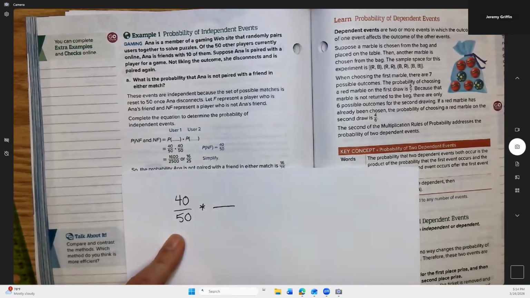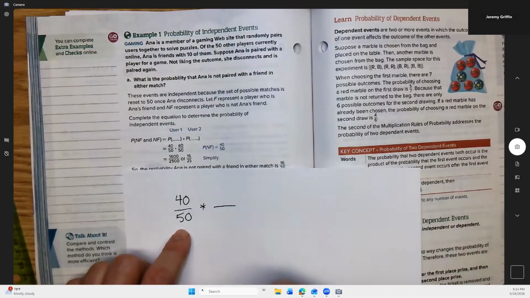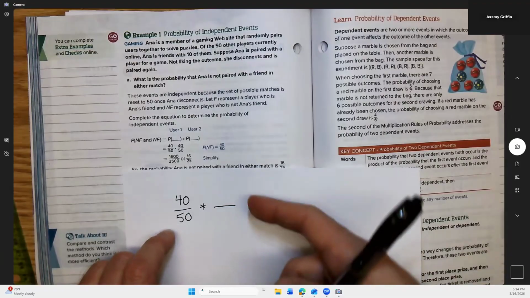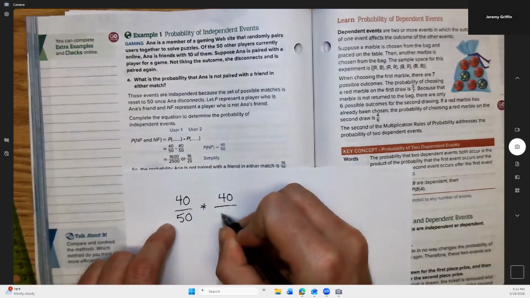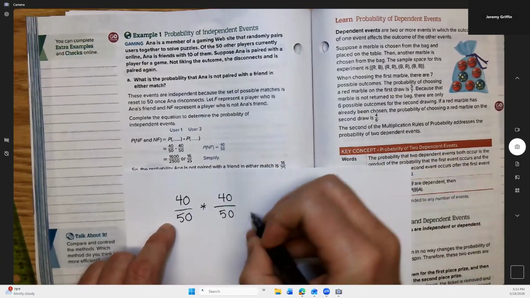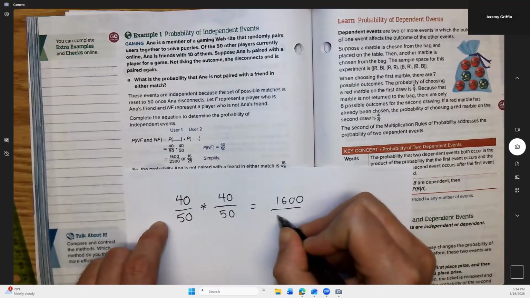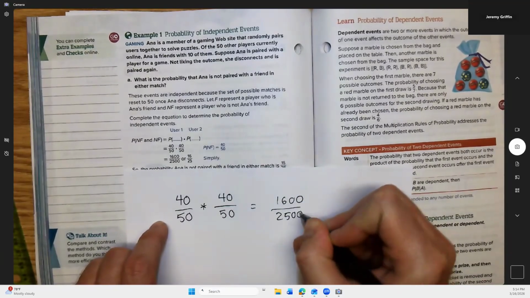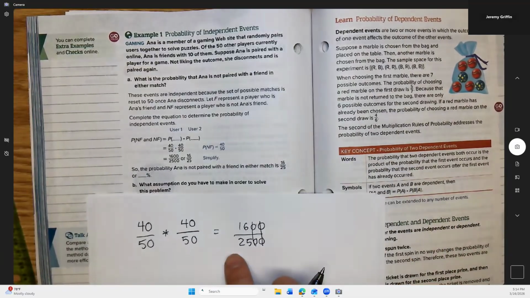And when she disconnects and reconnects, she could be paired with any of those people again, including the person she was paired with the first time. She might just get the same person again, a 1 out of 50 chance. But the target question is not friends again, so there again, 40 out of 50. You multiply this across, and it would be 1600 out of 2500. The hundreds cancel, and this reduces to 16 out of 25.